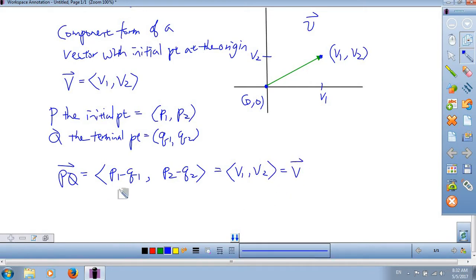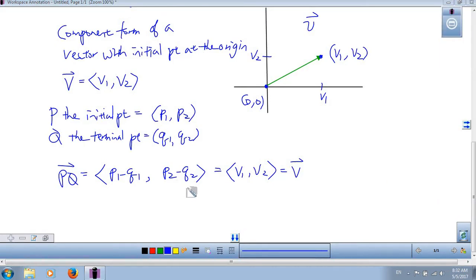So the magnitude is very simple. Again, the magnitude I already wrote up there. It's just using the Pythagorean theorem. It will be the square root of v1 squared plus v2 squared.